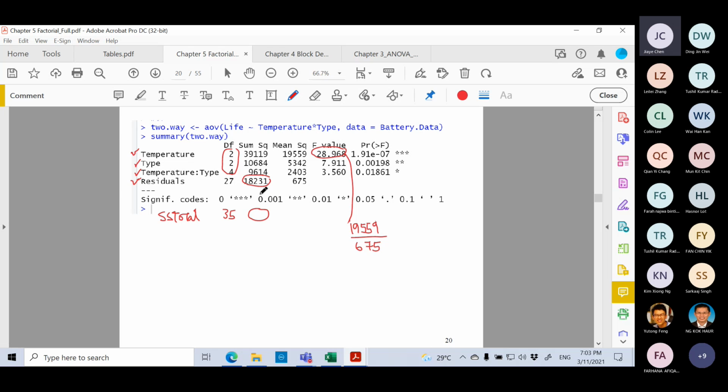On top of this, after you get your F value, you also get the P value. The P value here means that if you refer to the first cell here, you have the probability of F greater than 28.